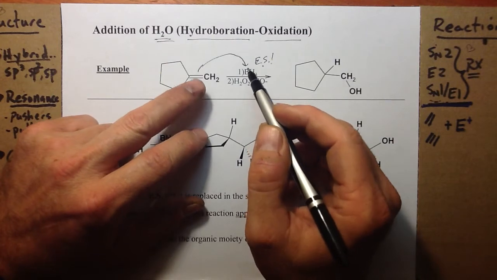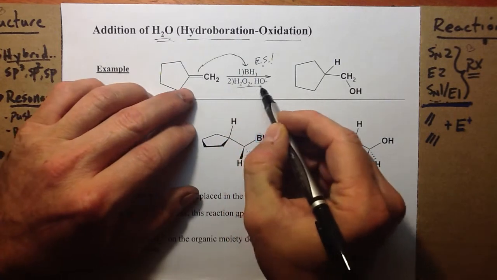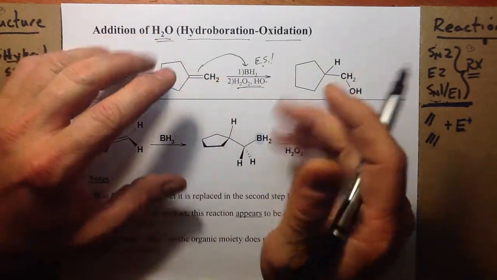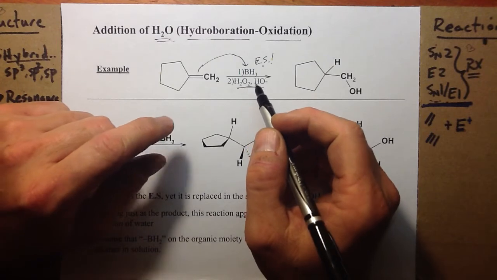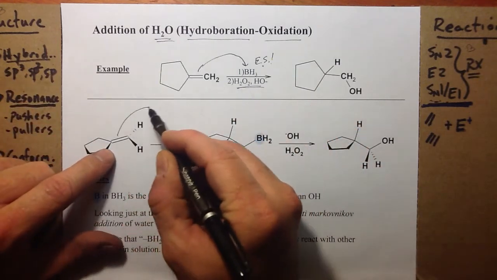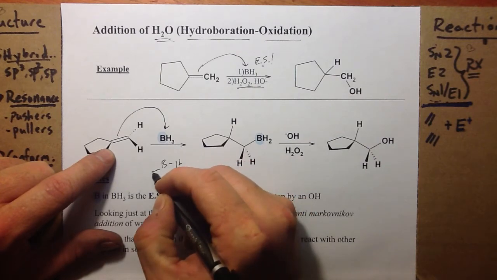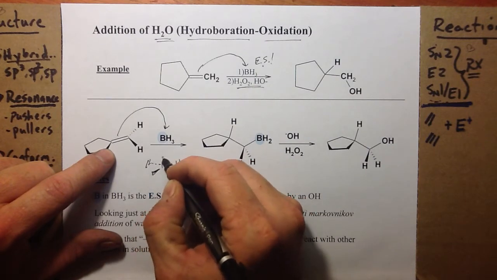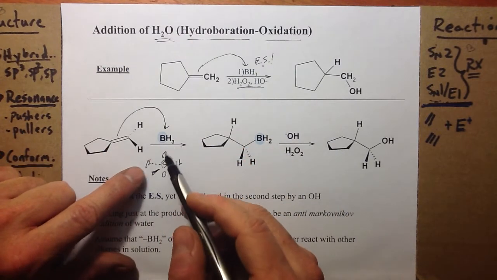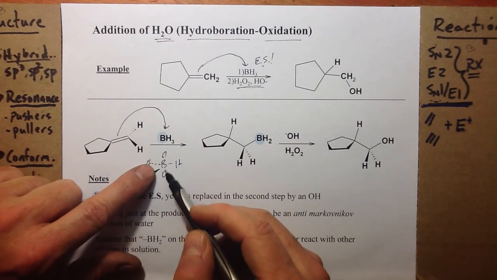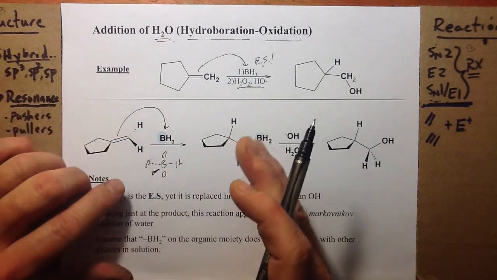So what we do is we place that on the carbon with the most hydrogens, and then in the second step, just know that the OH replaces the boron where it sits. So let's look at that. The boron is attacked. It has an empty p orbital. That's why it's attacked. If you look at the electronic structure, there's a missing pair of electrons. It has only 3 pairs of electrons. That's why it's a very good Lewis acid.